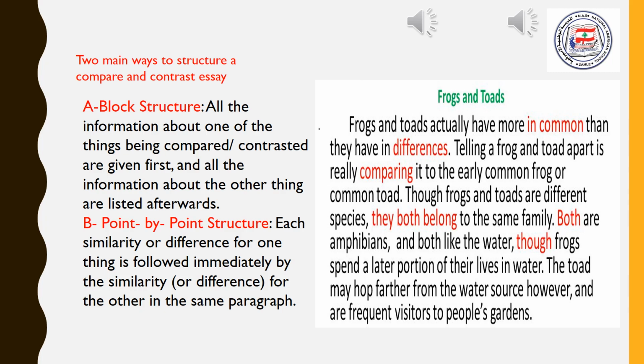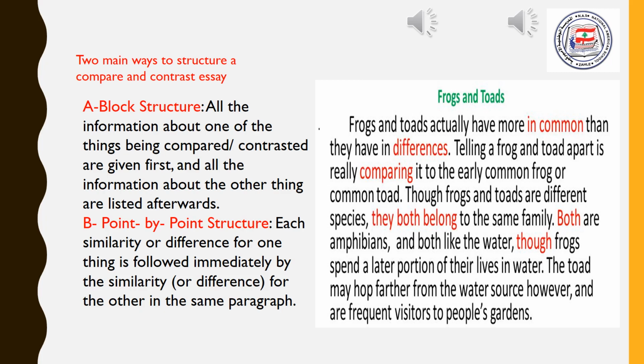There are two main ways to structure a compare and contrast essay: a block structure or a point-by-point structure. For block structure, all the information about one of the things being compared or contrasted is given first, and all the information about the other thing is listed afterwards. So the author lists all the similarities in one paragraph and all the differences in another paragraph. For a point-by-point structure, each similarity or difference for one thing is followed immediately by the similarity or difference for the other thing in the same paragraph.